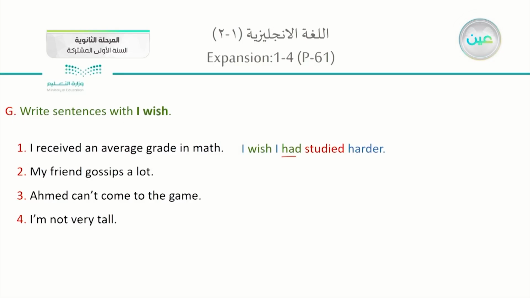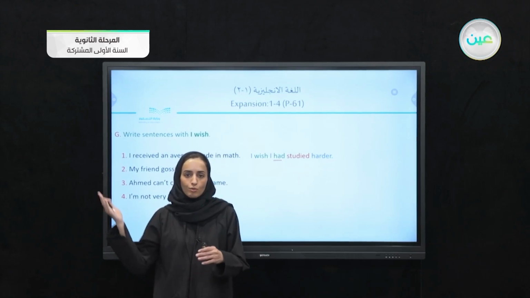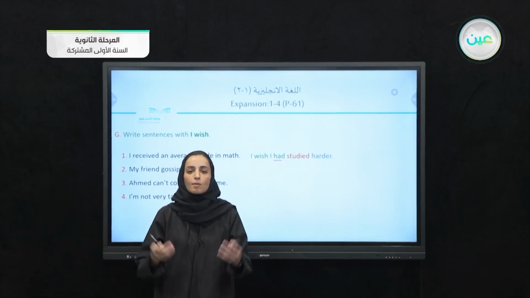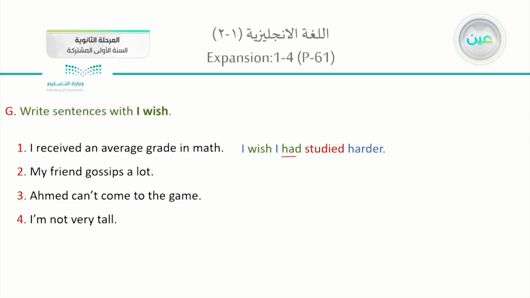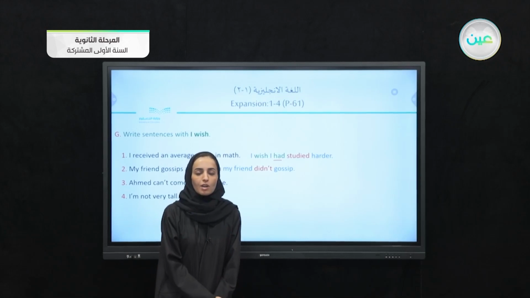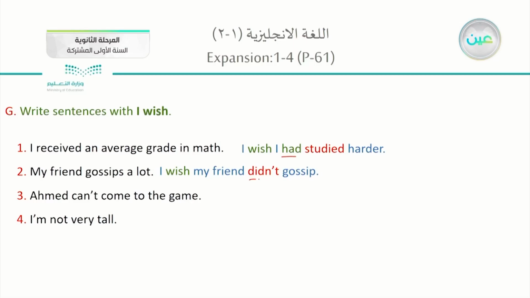My friend gossips a lot. What is the idea of gossiping? It's to speak about people, to tell information from here and there, speaking about other people, which is a bad idea. My friend gossips a lot, so I wish my friend didn't gossip. She gossips, I want her not to, or I want him not to, didn't. Present changed into past.